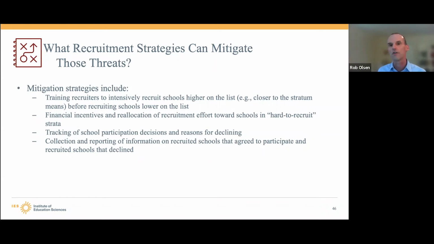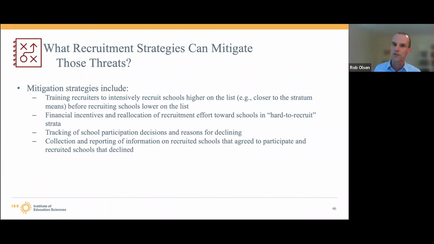In addition, another strategy for mitigating the risks of obtaining an unrepresentative sample during the recruiting process is to establish financial incentives and reallocation of recruitment effort towards schools in hard to recruit strata. While conducting a study, you may find that one of the strata for which you're trying to hit your recruitment targets is just really challenging.